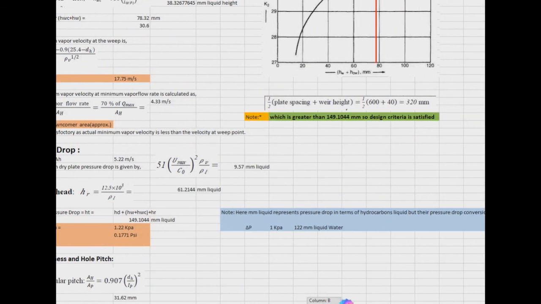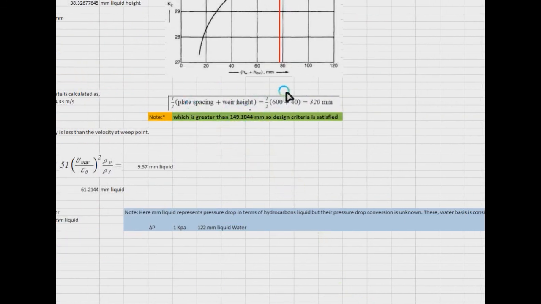Also, here you can see this relation is available. 1 over 2 plate spacing plus weir height is equal to 320 millimeter. Now our design criterion is set like 150 millimeter, 149 millimeter. So this equation's value comes out to be 320 millimeter. So my head that is required on the plate is smaller than the maximum limit, so my design criterion is satisfied, or there will be less weeping or entrainment on the plate.